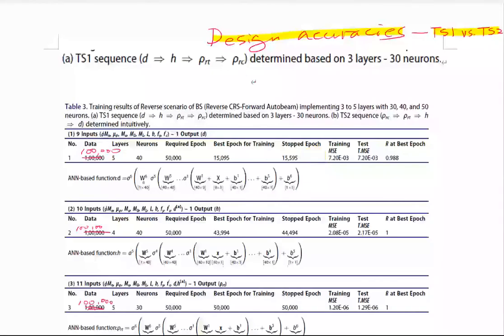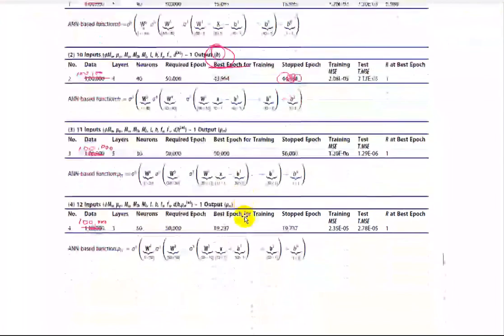Training edge is incredible. For the training edge, you need to go all the way to 43,994 epochs for the best training results, and it stopped at 44,994 epochs, whereas you requested 50,000 epochs for the entire training process. This is probably because you have very complicated relationships of edge among all the big data sets. And this is even more incredible here.